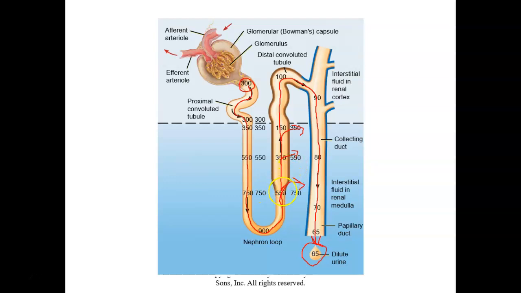Does that make sense? So the fact that along the tubule, certain parts of it are impermeable and permeable to certain molecules, that's what allows it to adjust the concentration of the urine.